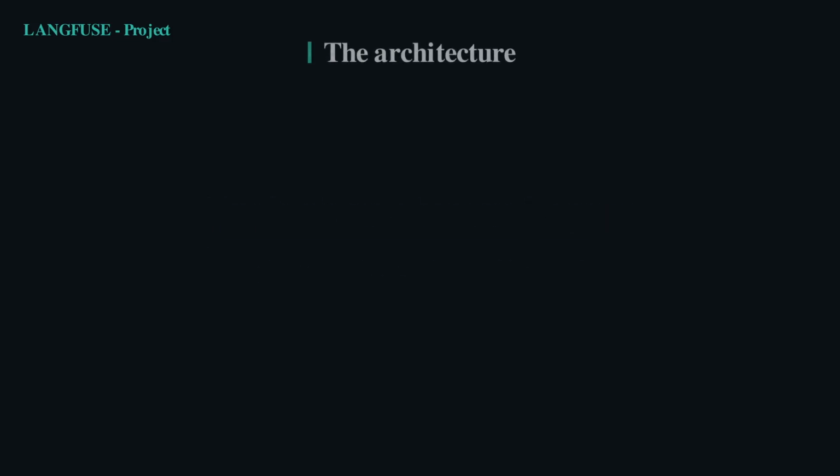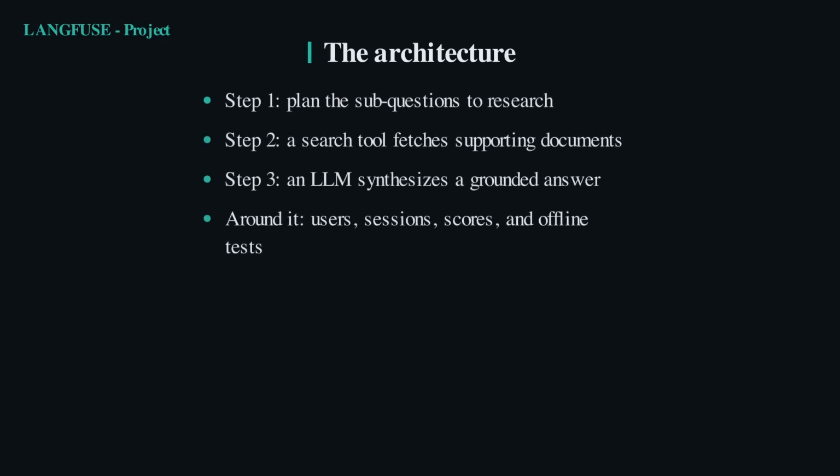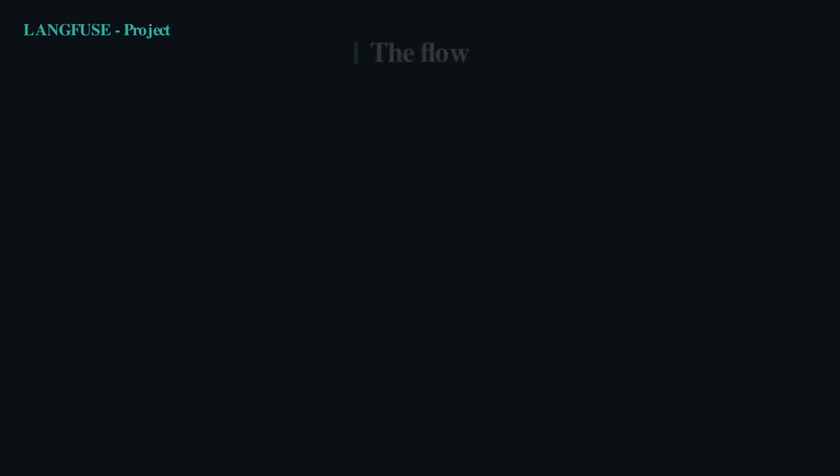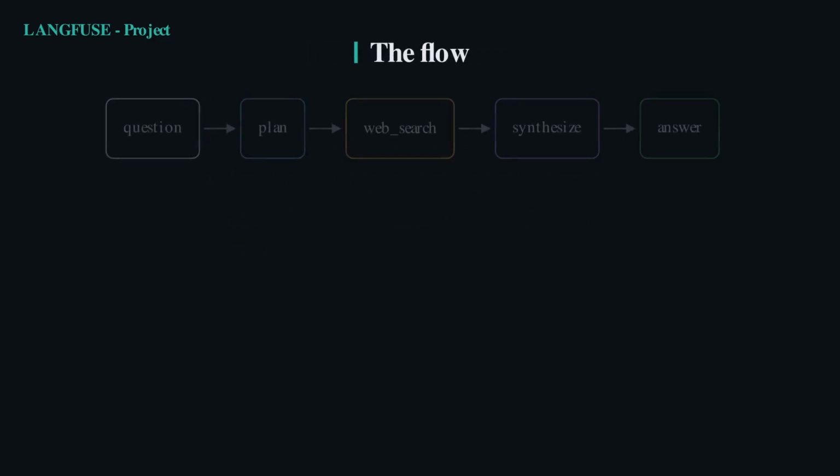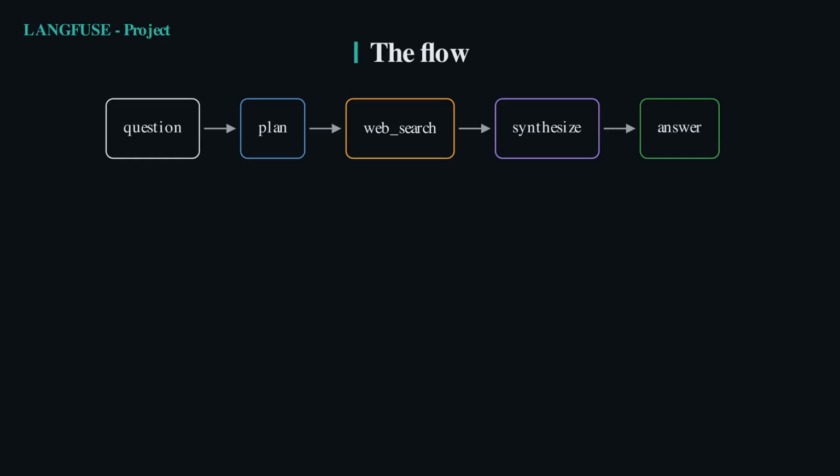3 moving parts: a planner, a search tool, and a synthesizer. Exactly the kind of multi-step flow where one bad step is impossible to find without tracing. Left to right, a question becomes a plan, then documents, then a written answer. Our job is to make every one of those arrows visible in a trace.